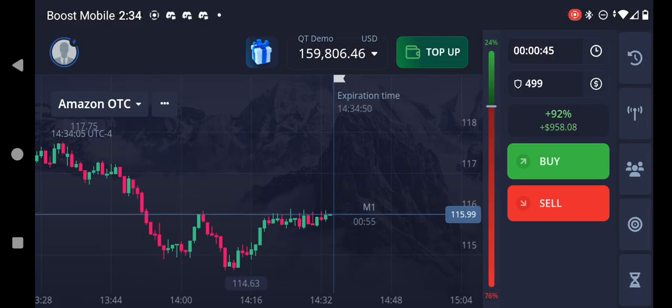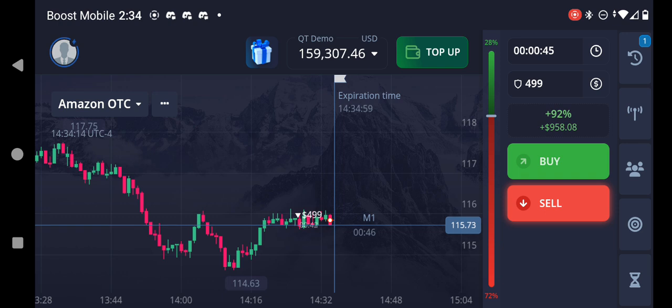All right, I believe this is a turnaround. It's bouncing off, rejecting off the ceiling. Okay, so that's a little bit stronger. You see that?